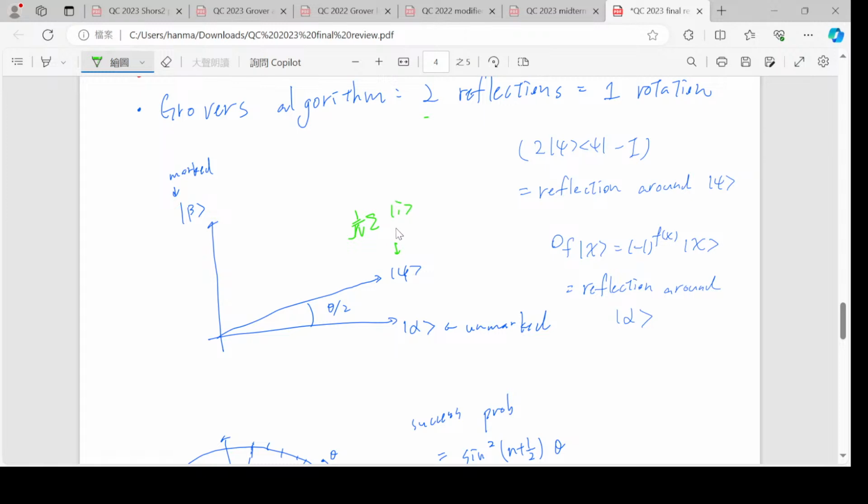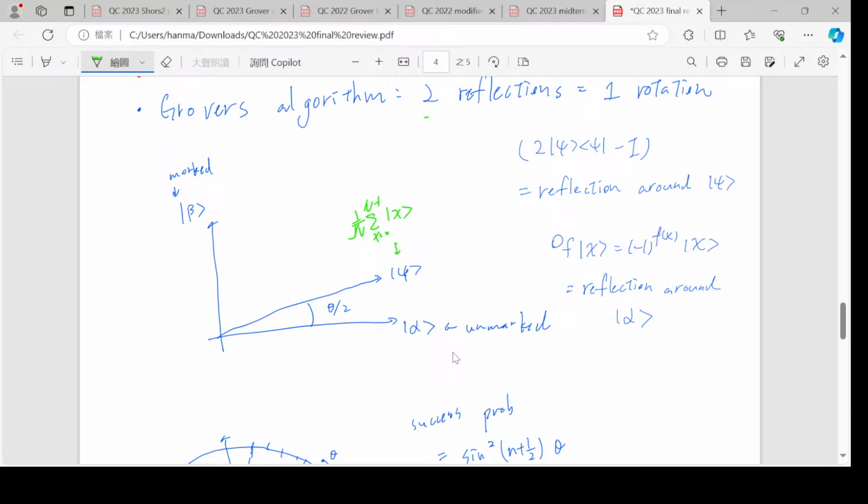So this is 1 over square root of N, sum over x from 0 to N minus 1. Okay, so psi is everything, and then we have beta and alpha here. Beta is the equal superposition of every marked item, and alpha is the equal superposition of every unmarked item.